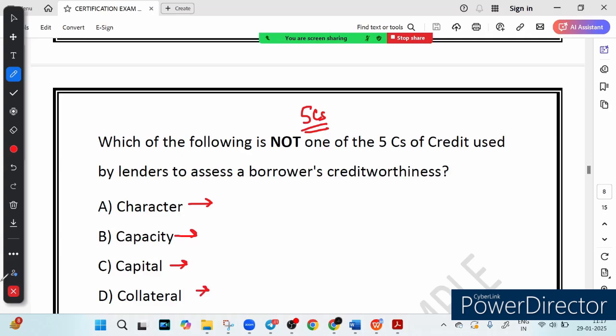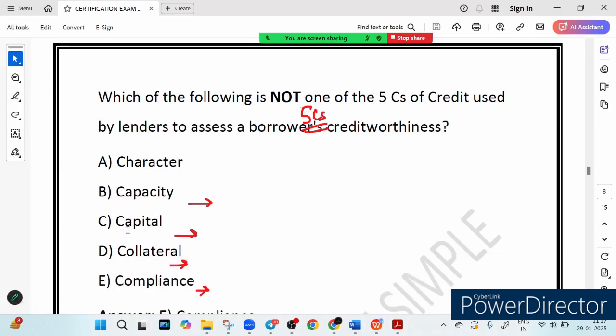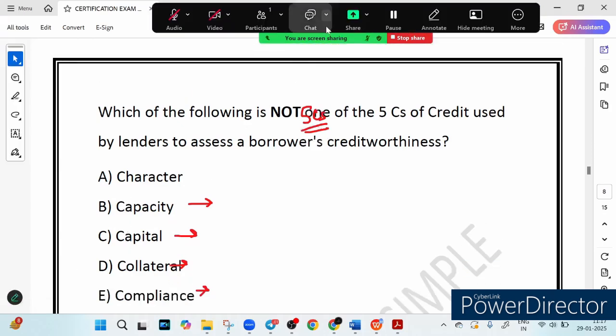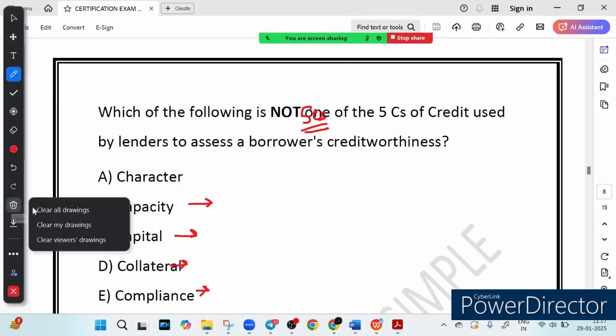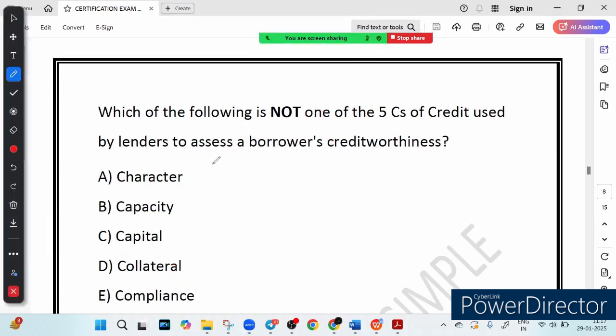And what is option E? Let's see option E. Option E, I think, is compliance. Yes, compliance is not there, right? Because what are the 5 C's? Let me remind you. The first C is character, then capacity, capital, collateral, and the last is condition, like economic factors. There are some conditions like economic factors. So compliance, which refers to following legal or regulatory requirements, is not a factor in credit assessment.